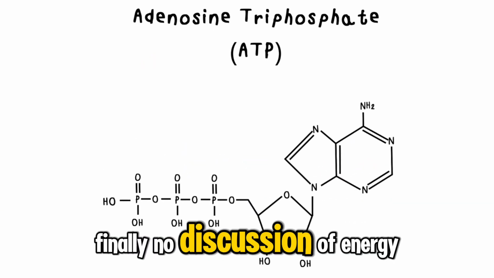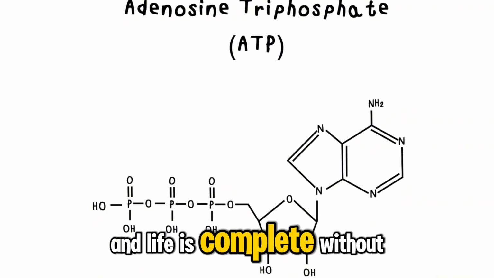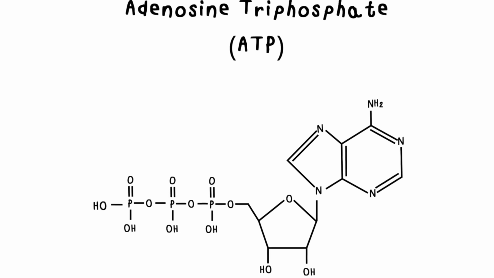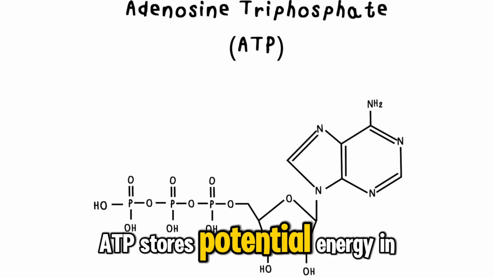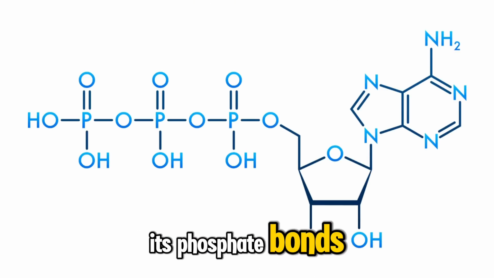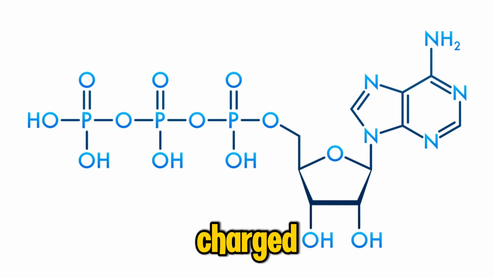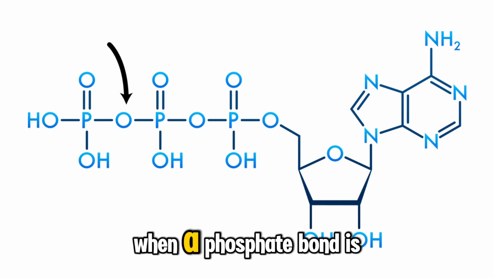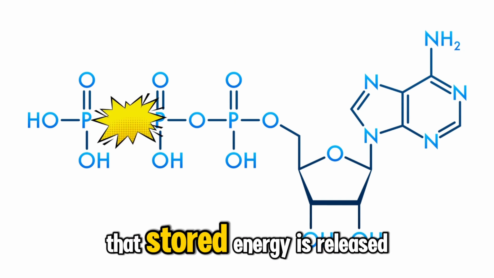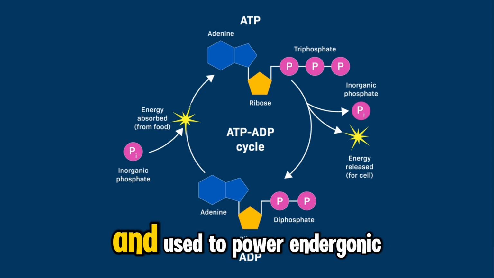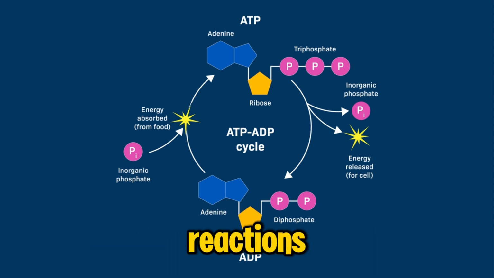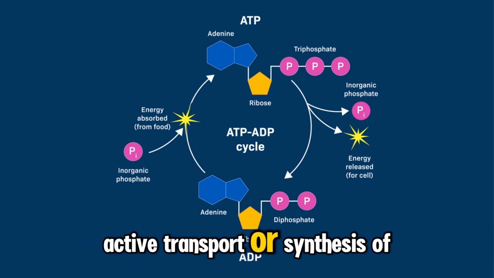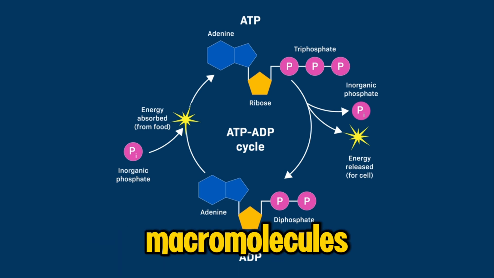Finally, no discussion of energy and life is complete without ATP, adenosine triphosphate. ATP stores potential energy in its phosphate bonds. Each phosphate group is negatively charged, and holding them together is like compressing a spring. When a phosphate bond is broken, that stored energy is released and used to power endergonic reactions throughout the cell, muscle contractions, active transport, or synthesis of macromolecules.